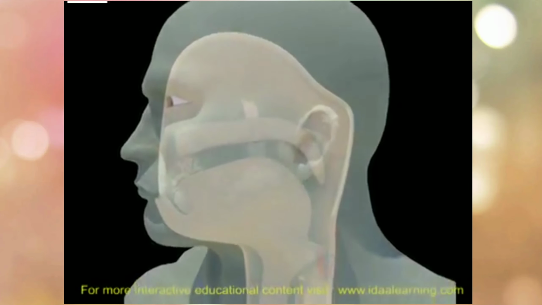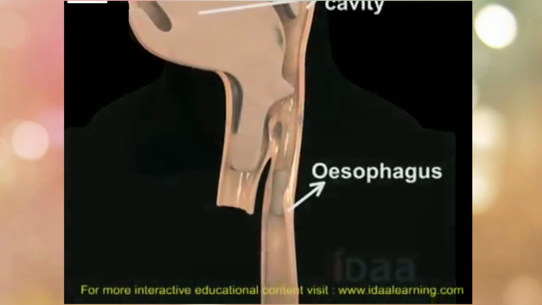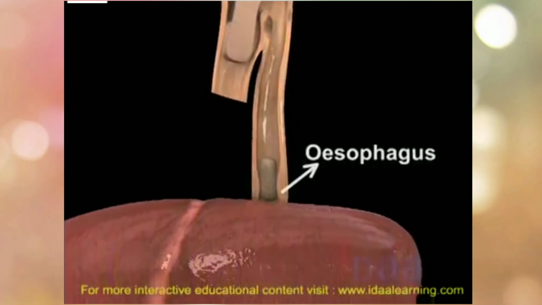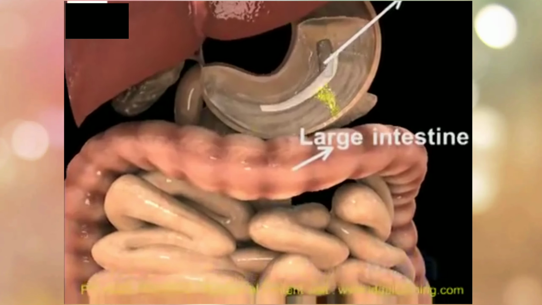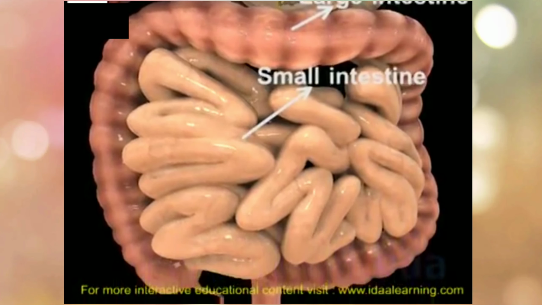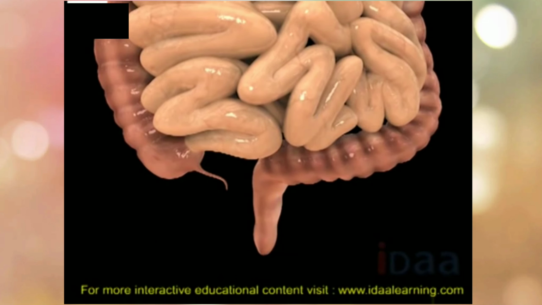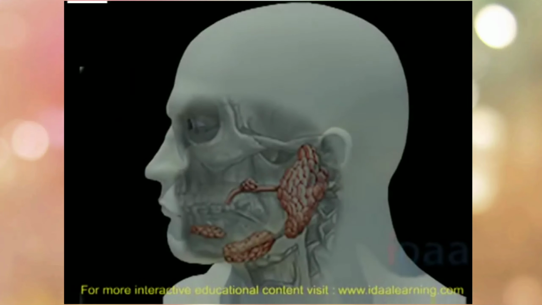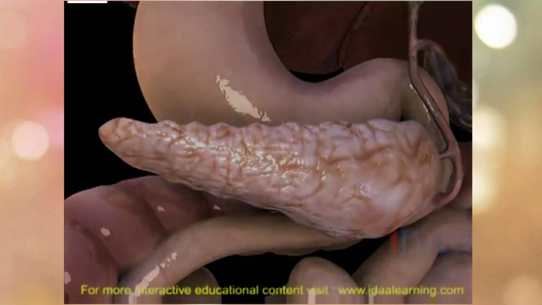The parts of the alimentary canal are buccal cavity, esophagus, stomach, large intestine, small intestine, rectum, and anus. The food gets digested gradually as it passes through the various parts of the tract. Digestive juices secreted by the salivary glands, liver, and pancreas also aid digestion.